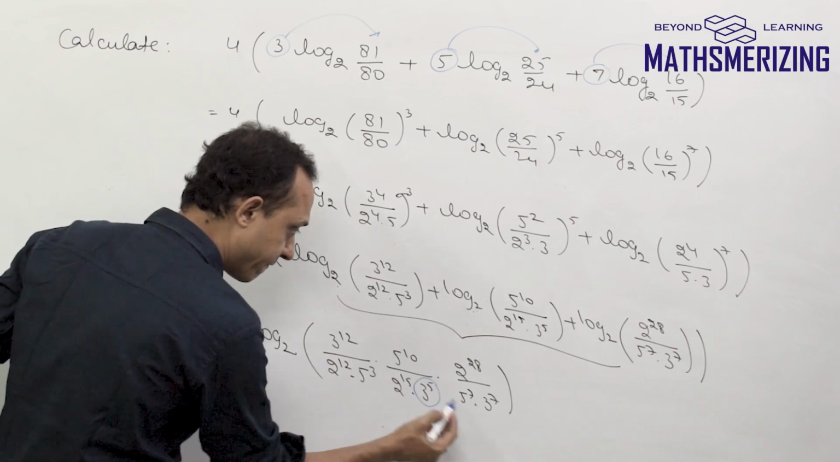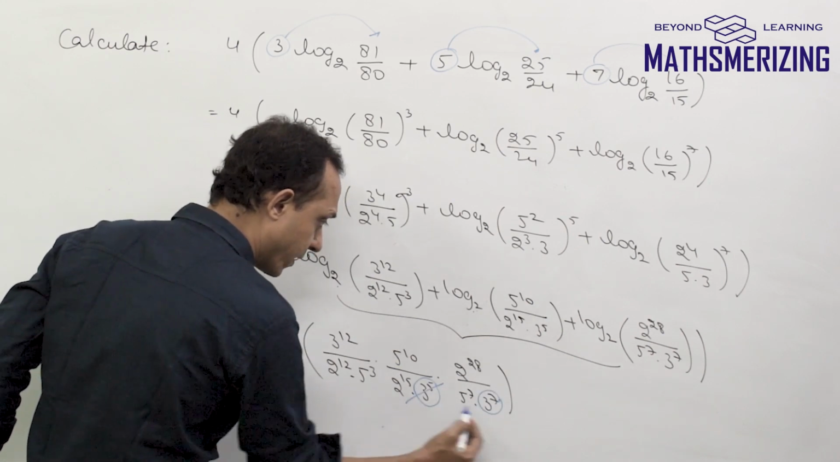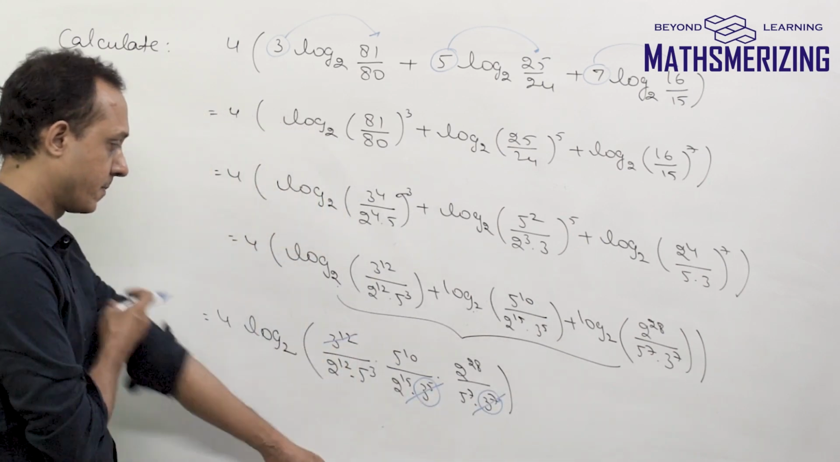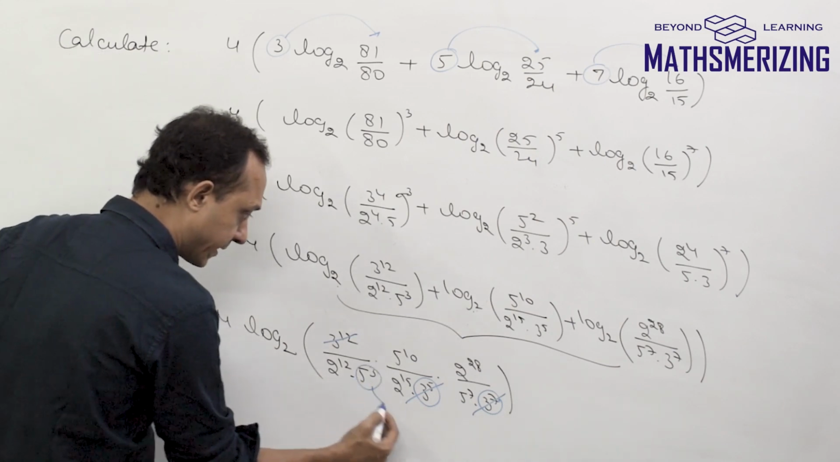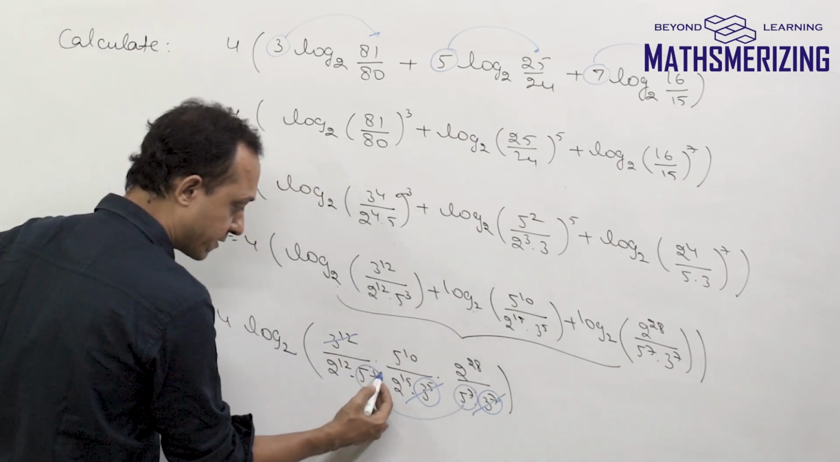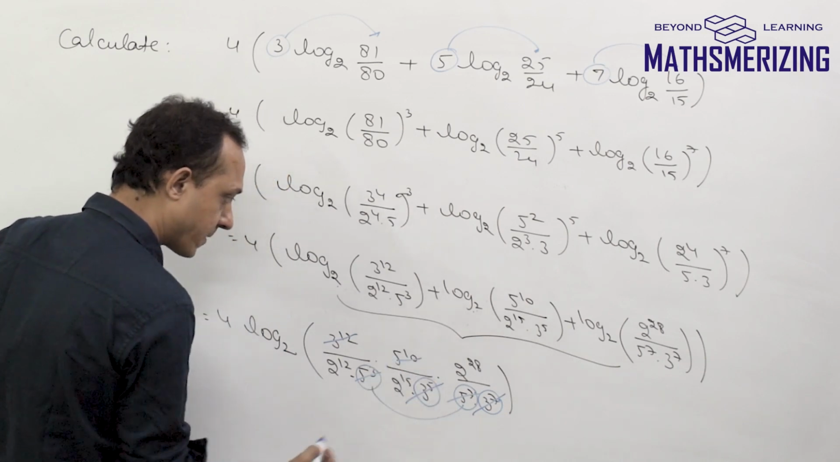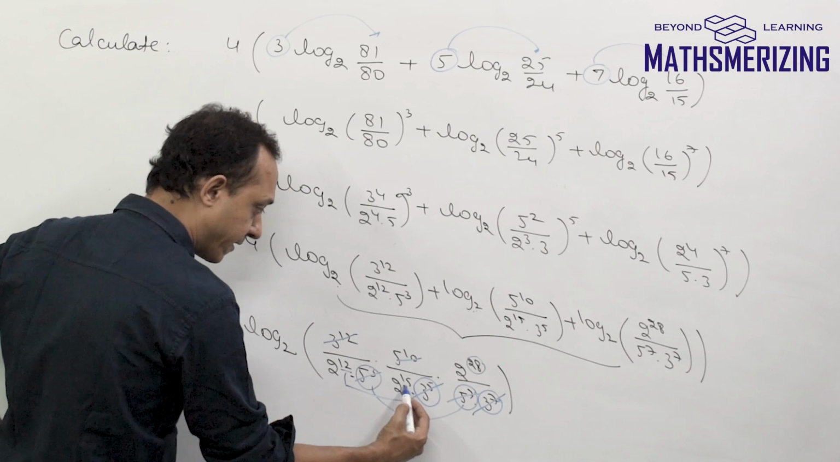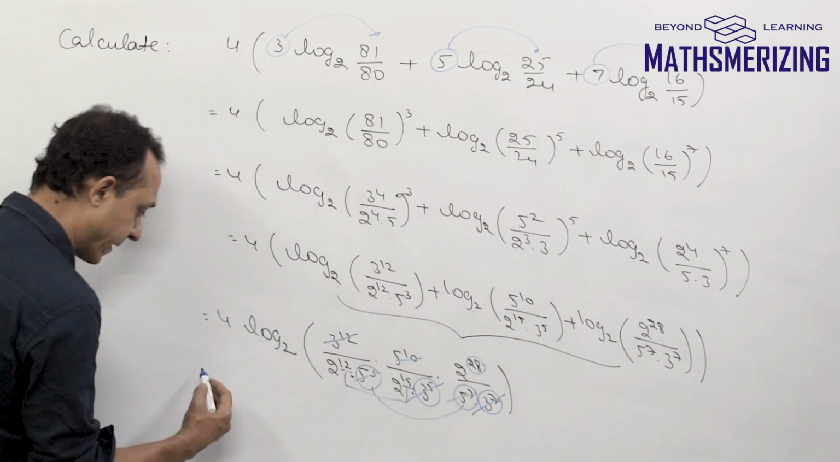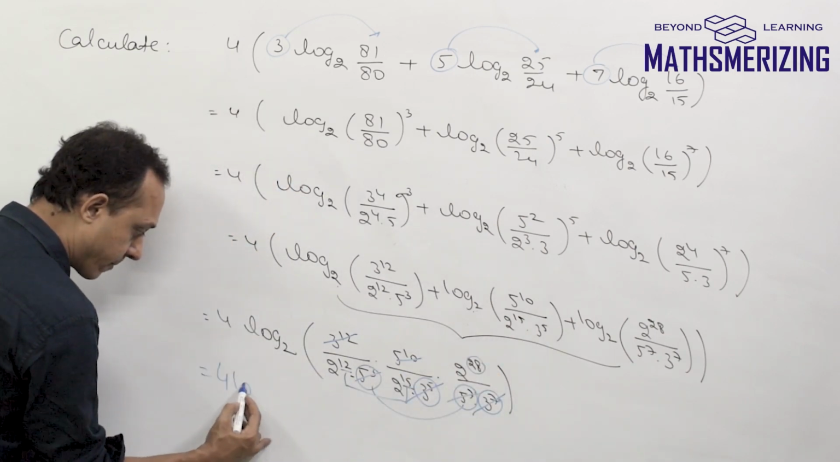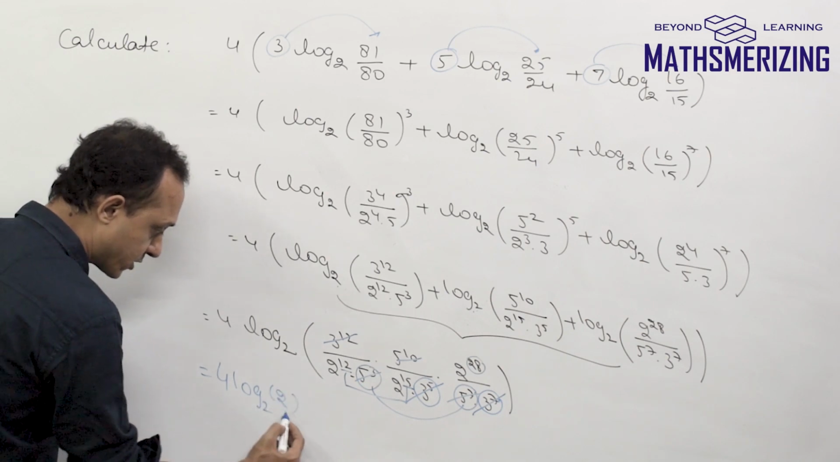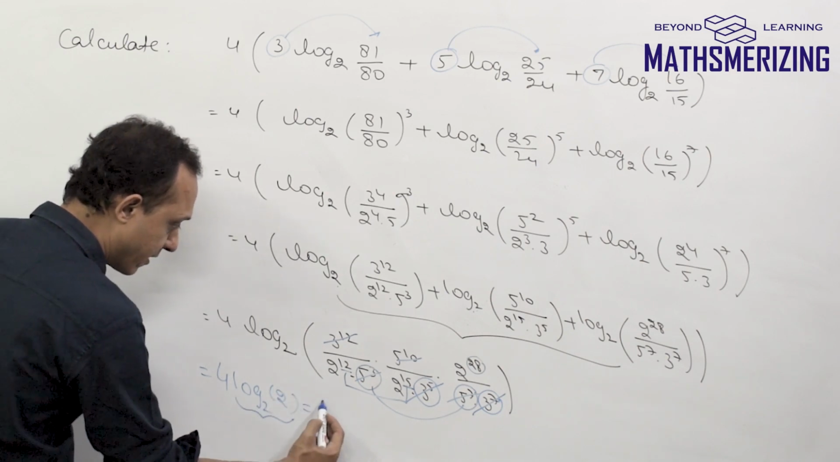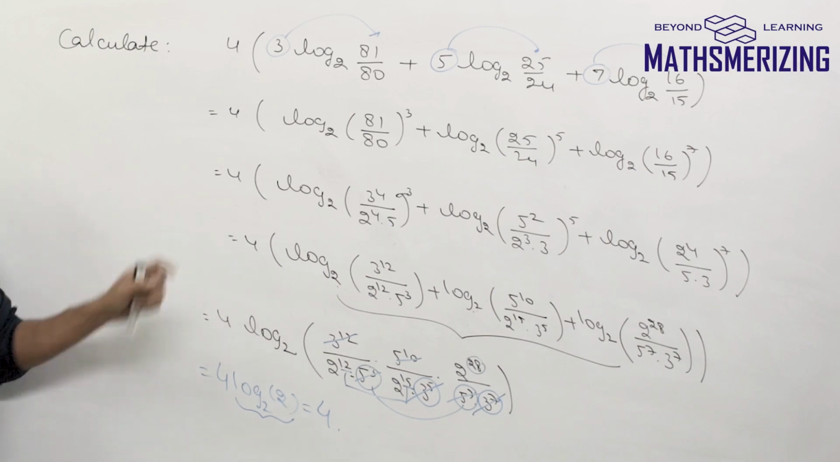Now 3 to the power 5 into 3 to the power 7 is 3 to the power 12, so you'll get cancelled. Now 5 to the power 3 into 5 to the power 7 is 5 to the power 10, which gets cancelled. Now this is 2 to the power 28, and this is 2 to the power 12 plus 15, which is 27. So what I'll get is simply log 2 base 2, and log 2 base 2 is simply 1. So answer to this question is 4.